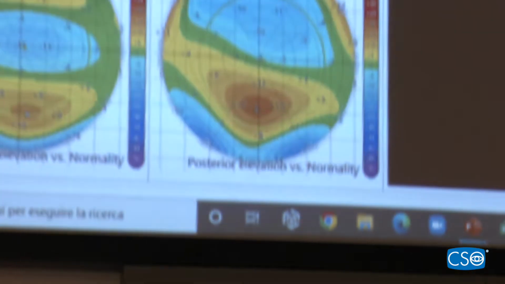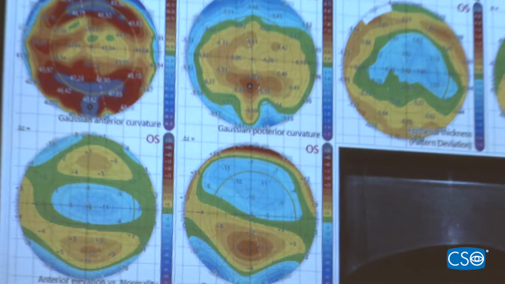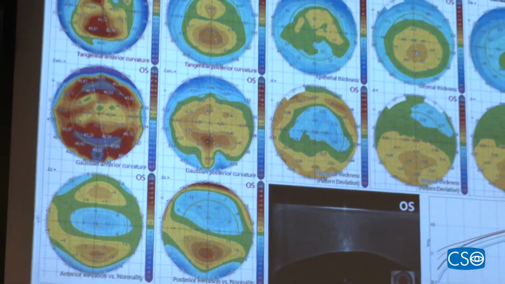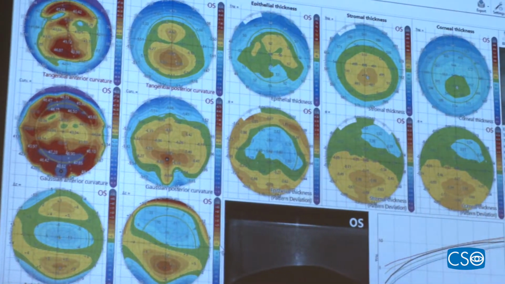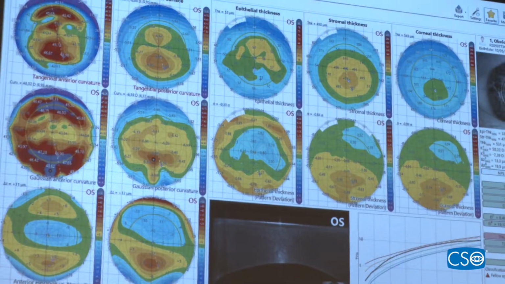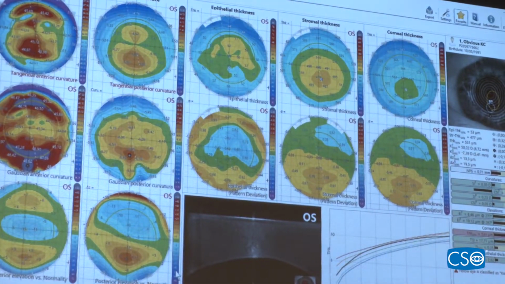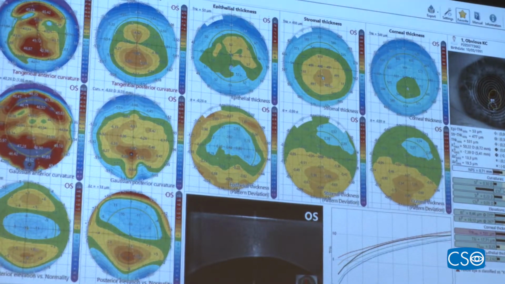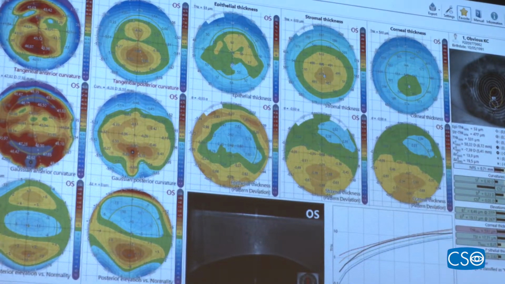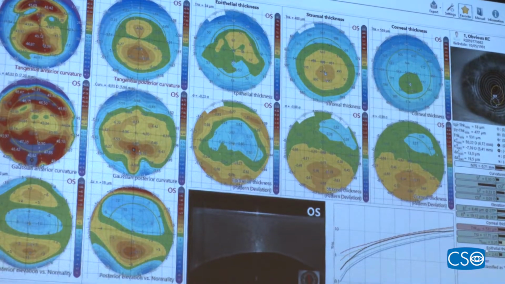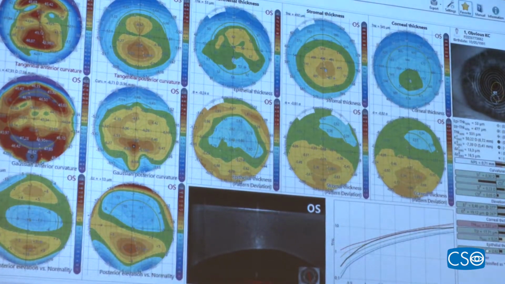So I start here, and then I go directly to the Keratoconus screening. And the first thing I look at is these 2 maps down here. Now I'm seeing anterior and posterior elevation, and they're pretty much in the same place. It's looking a little bit suspicious, especially the posterior.